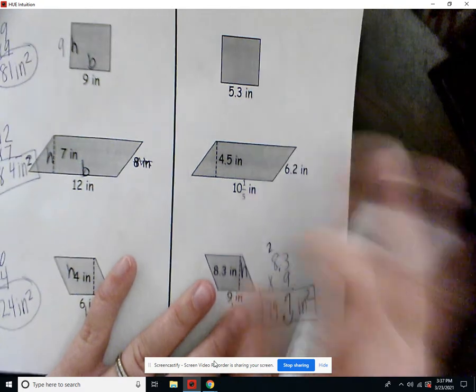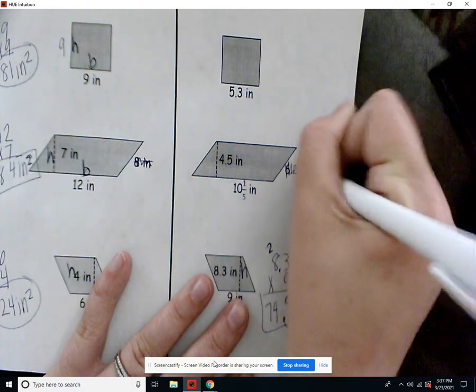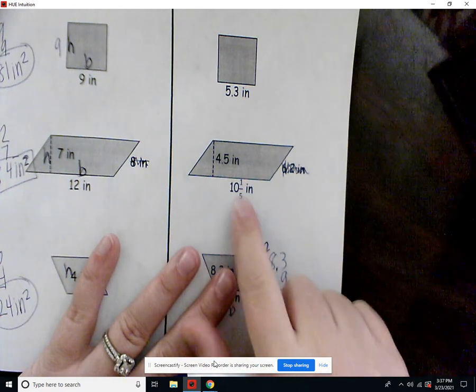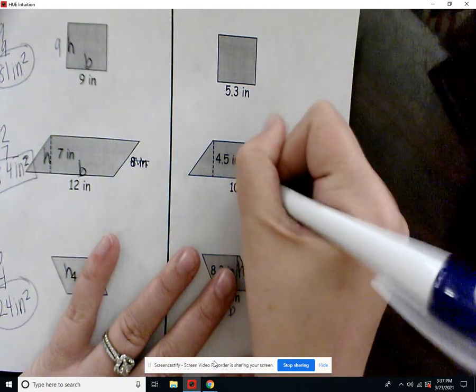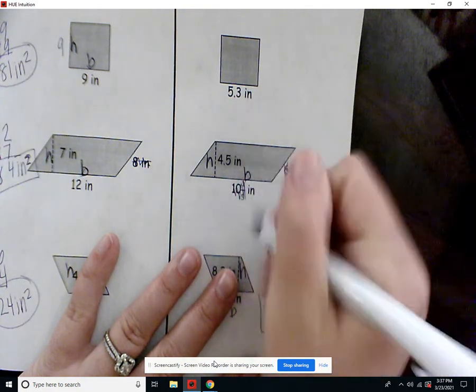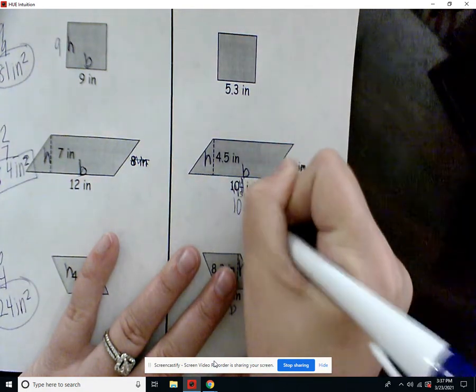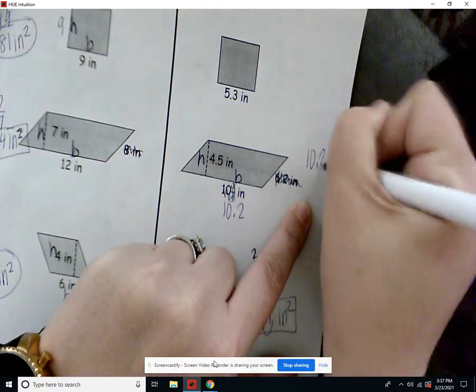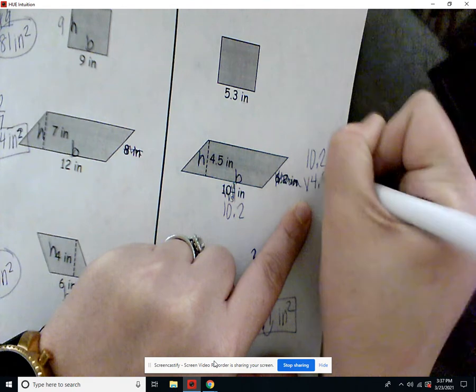All right, next is our parallelogram. So again, the extra number for the slant, get rid of it. We don't do numbers on the slant, and we will multiply. We do have a fraction for our base, so we're going to change it to a decimal. So 1/5 is 0.2. So we'll multiply 10.2 times 4.5.